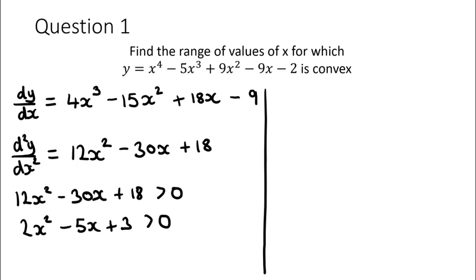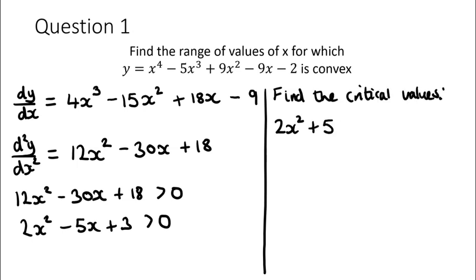So the first thing I'm going to do is find what I call the critical values, which is where I'm going to set this quadratic to 0. Okay, I'm going to find the roots of this, and these roots will help me find the range of values of x for which it's convex. So we just factorize this.